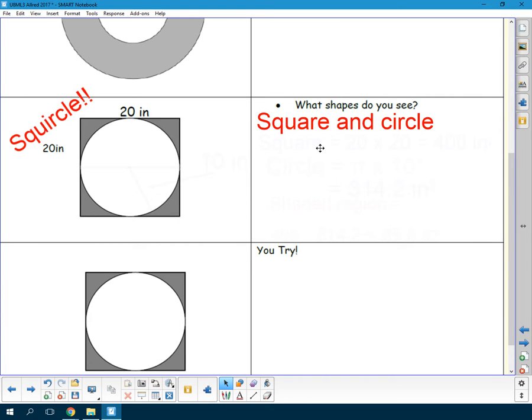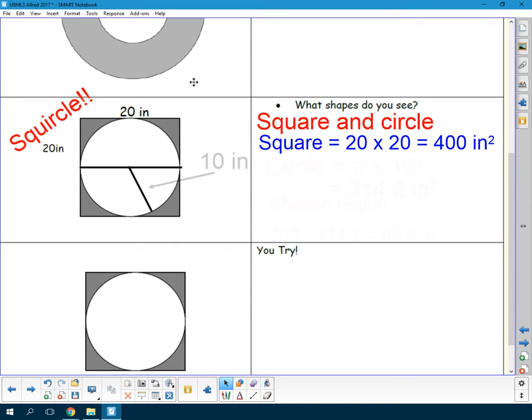Okay. If I want to find the area of that square, the big old thing that the circle is inside of, I can do 20 times 20. 20 times 20 is 400 inches squared. That's the area of the square. Okay. If I want to find the area of the circle, the 20 inches goes all the way across it. That would be its diameter. But its radius would be half of that. It would be 10 inches.